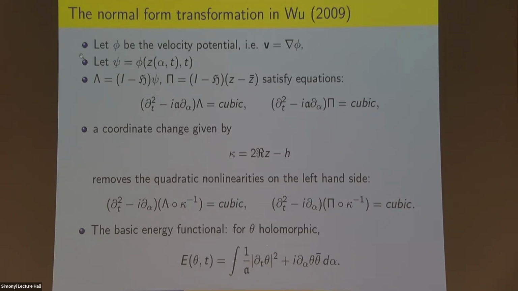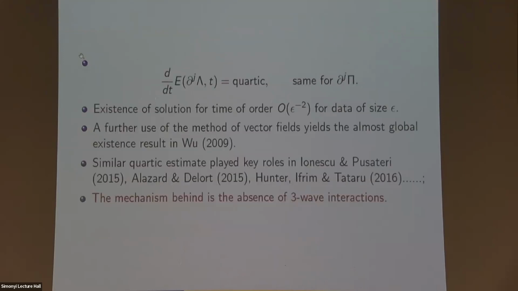Now we can just use an actual energy method. The basic energy functional for this type of equation is given by this. We can also take arbitrary many derivatives of this quantity lambda, and also for this pi. And because the equation has no quadratic nonlinear term, by plugging this into the energy functional, you will naturally get this equal to quartic.